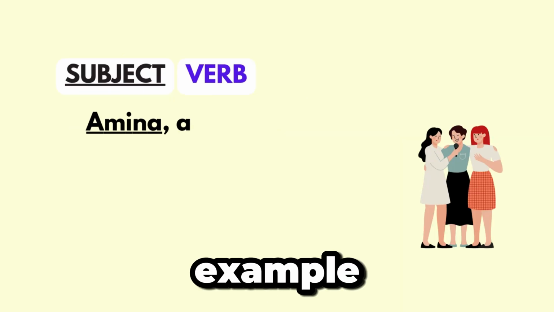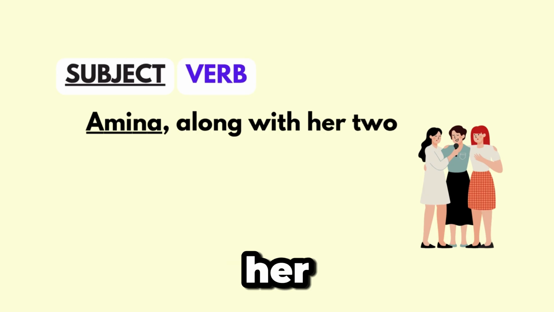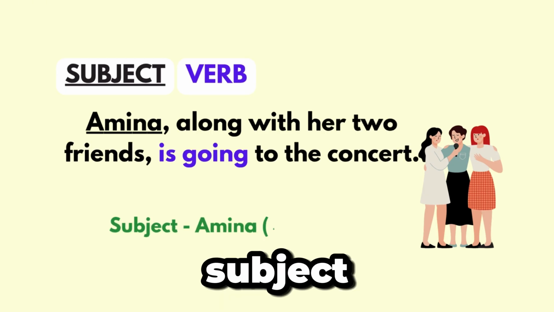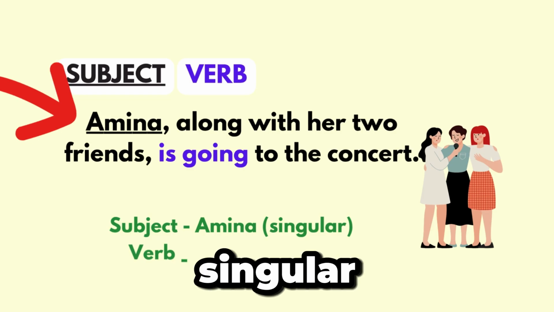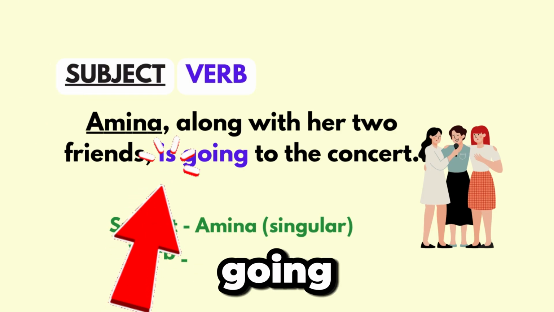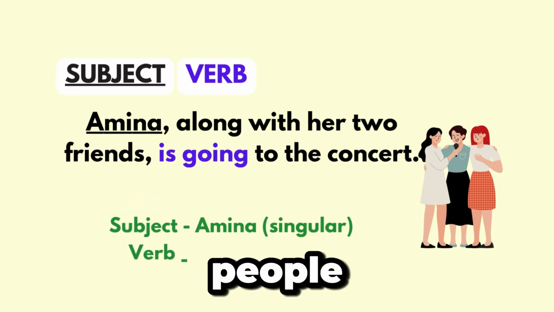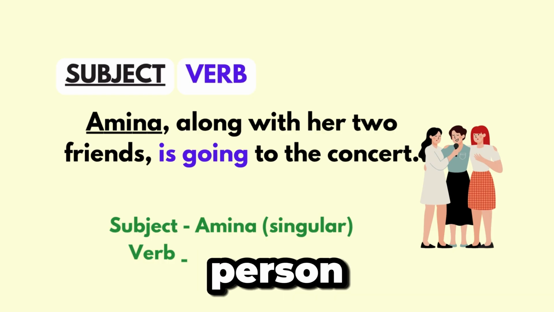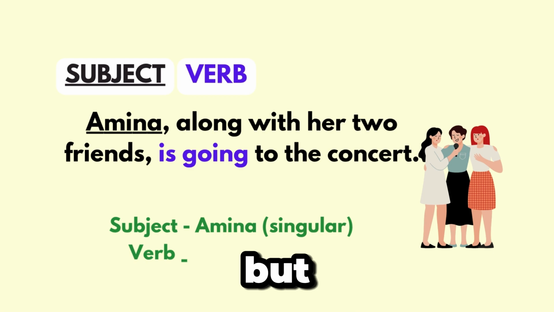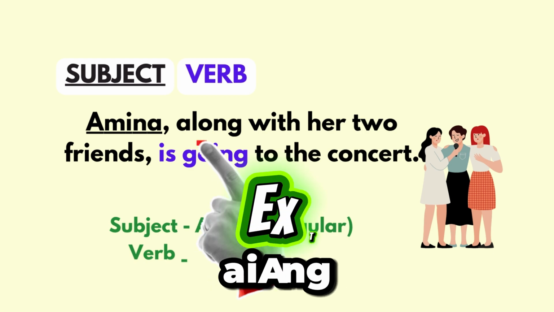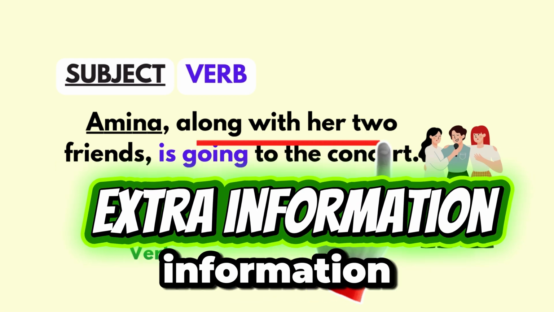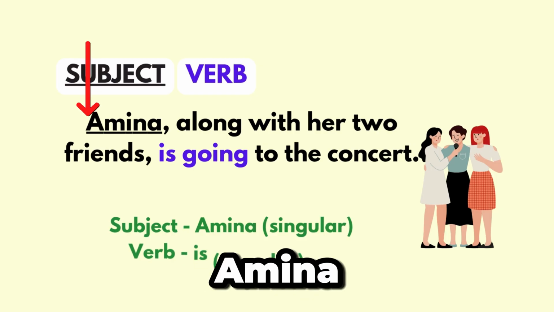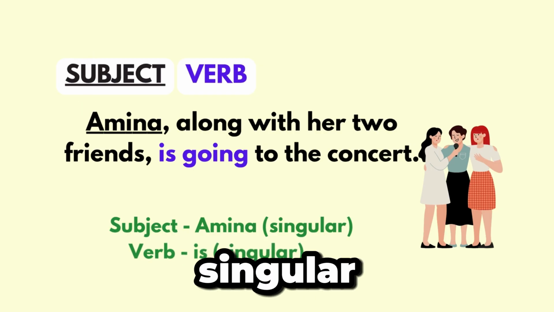Here is another example. Amina, along with her two friends, is going to the concert. Here we have one subject, Amina, so we use the singular verb is going to the concert. Some people might wonder why we're using is because we have more than one person. Her two friends are coming along, but we're talking about Amina. Along with her two friends is just extra information. The main subject of the sentence is Amina, so we use a singular verb.